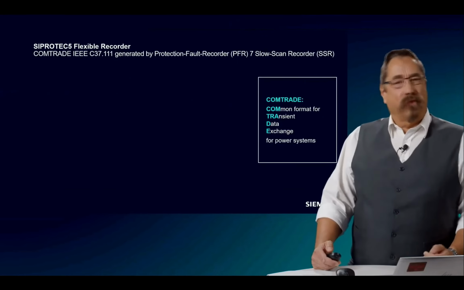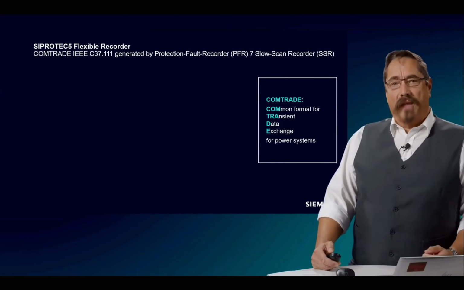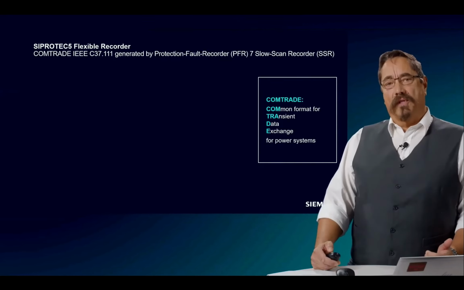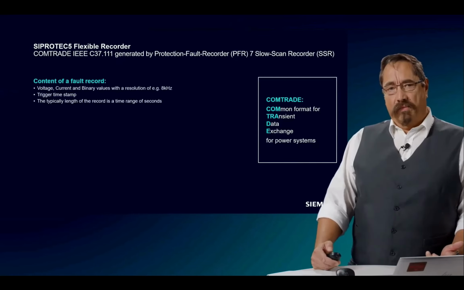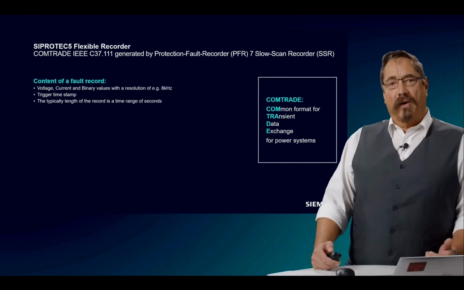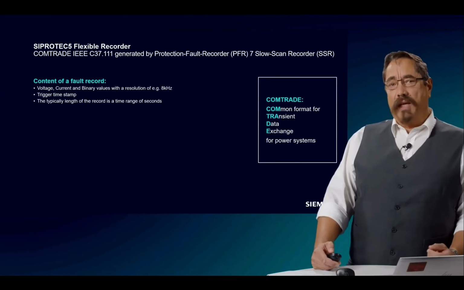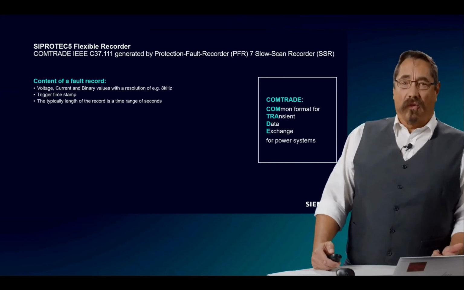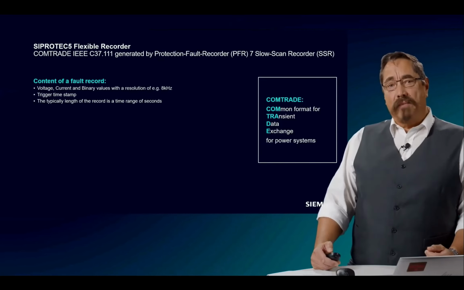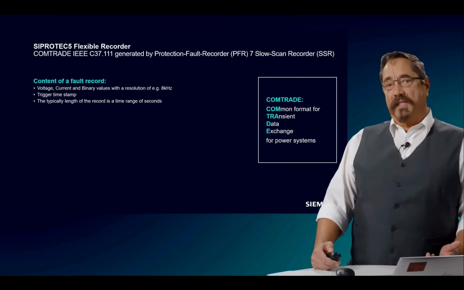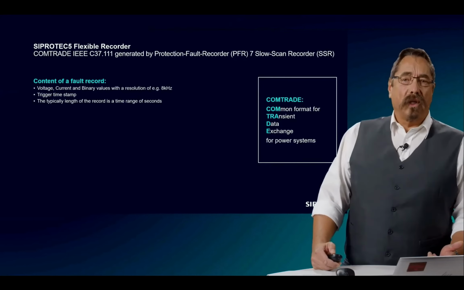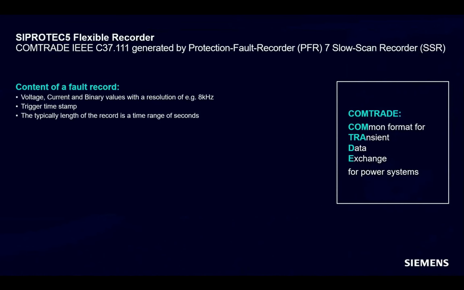Okay, the good old COMTRADE format. By the way, the acronym COMTRADE stands for Common Format for Transient Data Exchange for power systems. What does that mean, transient data? The content of a fault record are various characteristics and typically binary signals. Furthermore, a trigger timestamp is part of the COMTRADE, for example, when the overcurrent pickup was detected. The recording duration can be parameterized and covers mostly a couple of seconds.